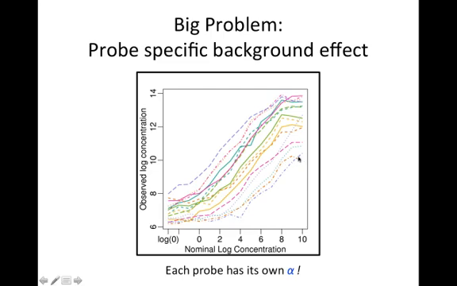Now what's tricky is that the background levels are very different. So this purple one has a bigger non-specific binding level than this orange one. So if that's the case, that means that we need to correct each probe with a different background level, and that makes it difficult. The way to say that mathematically is that each probe has its own alpha.